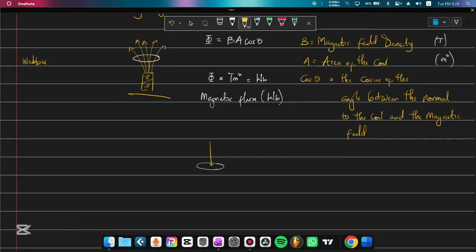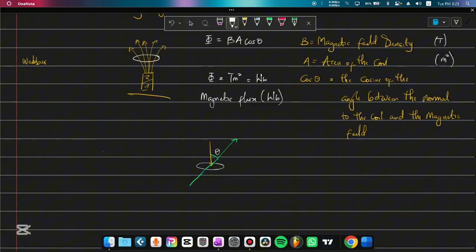Are we together? But if we have the magnetic field passing through the coil, let's try and draw the magnetic field lines passing through the coil like this. What is theta? Theta is the angle between this normal and the magnetic field. This is our theta. Are we together? So it is the angle between the magnetic field and the normal to the coil. Let's put another diagram to see if we can illustrate it better.